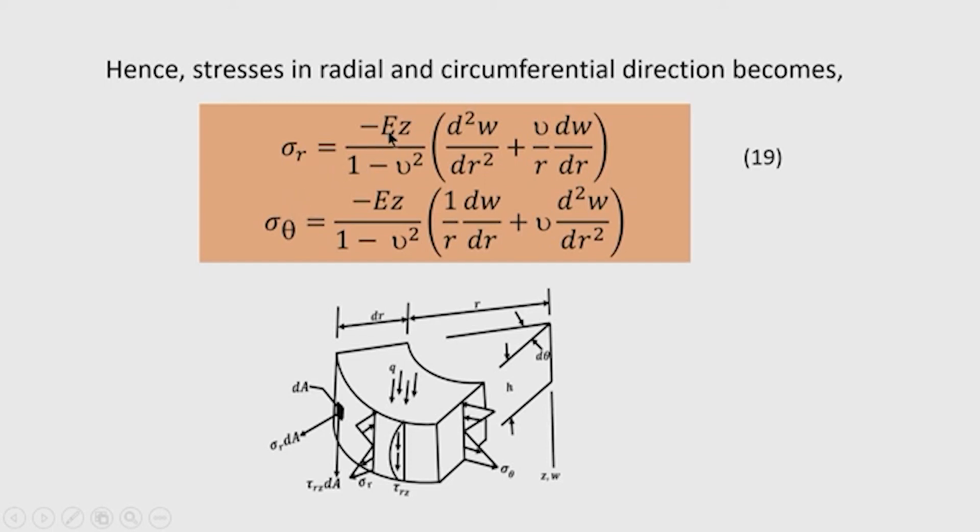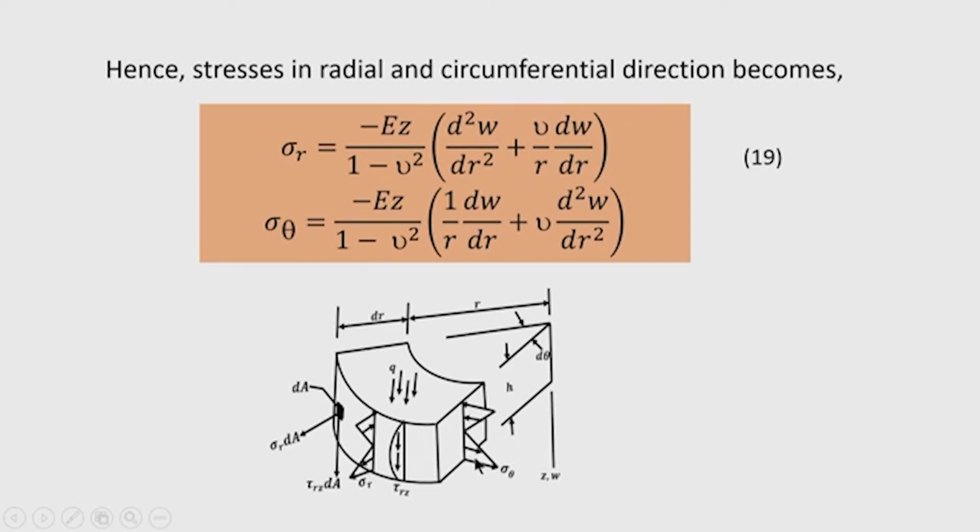From this expression 19, one can note that sigma r and sigma theta vary linearly with z. The variation is shown here: above the neutral axis, the middle surface, it will be compressive, and below the middle surface it will be tensile.